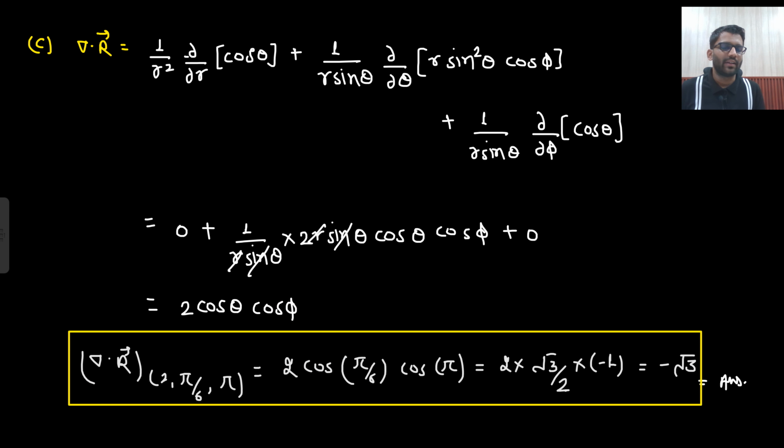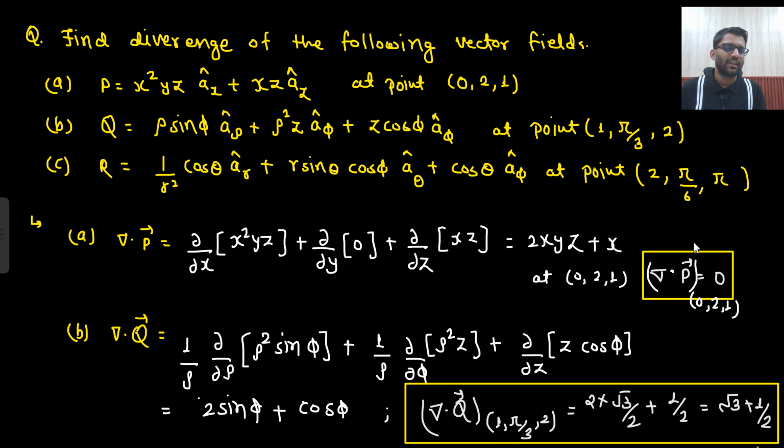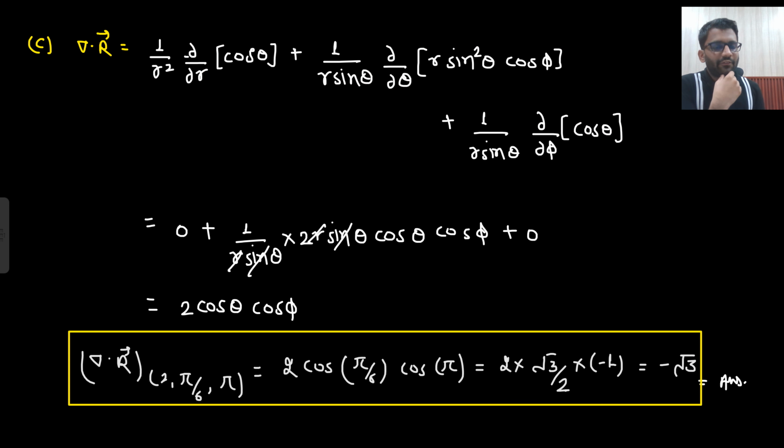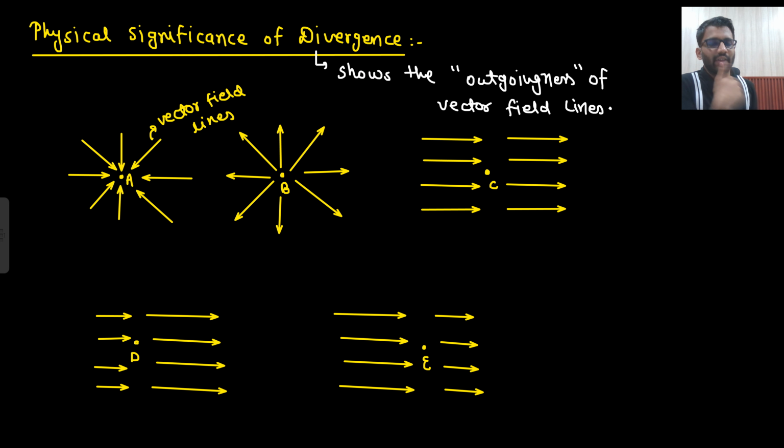Okay, so here you are getting a negative answer, here you are getting a positive answer, and here you are getting 0. Let's see the physical significance of divergence. So what are these arrows? These arrows are vector field lines. Now there is a point A. Here the vector field lines are going in, right? At the point A, vector fields are going in.